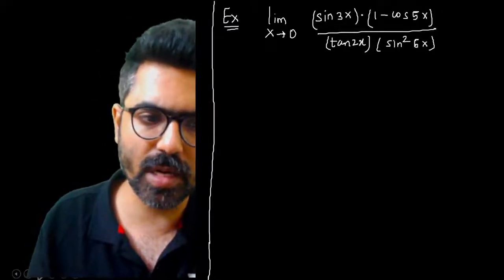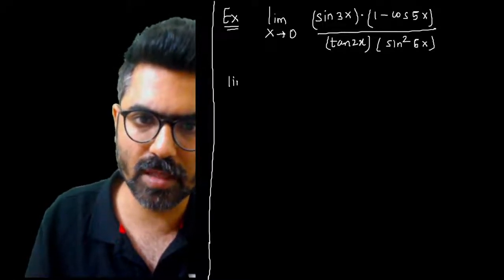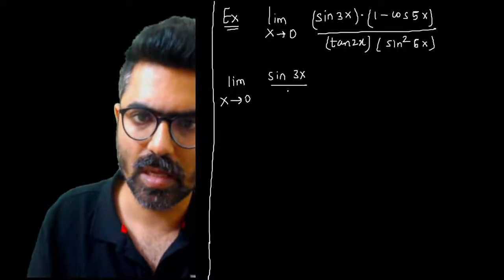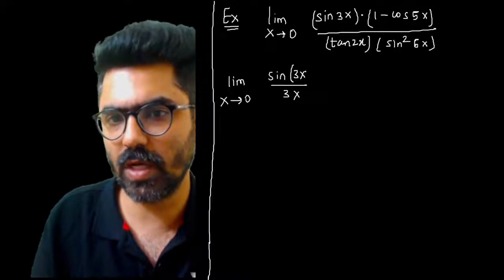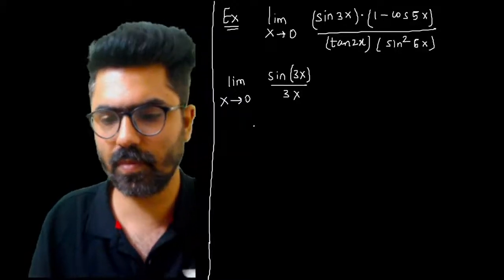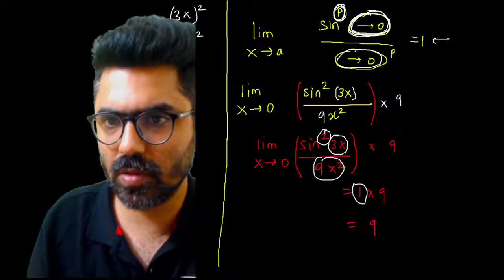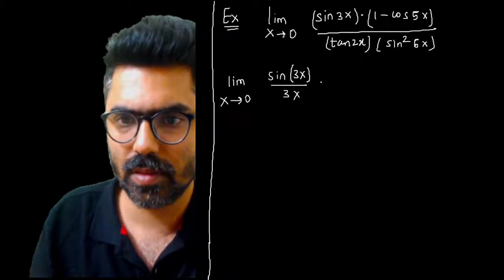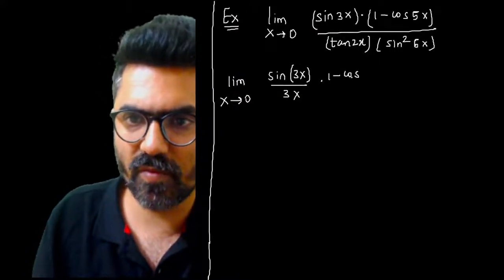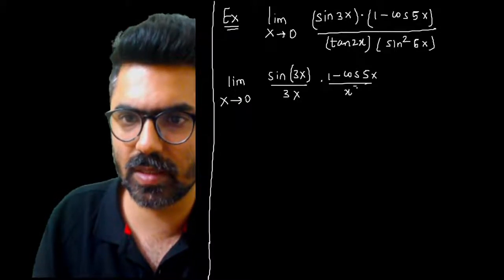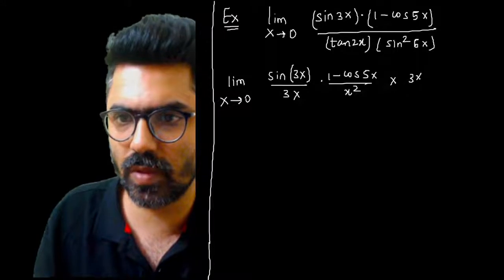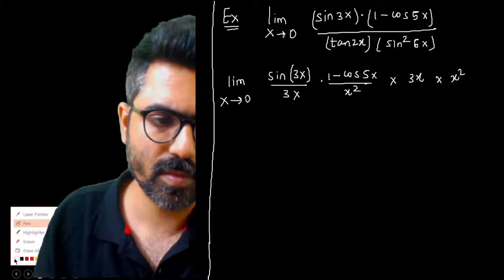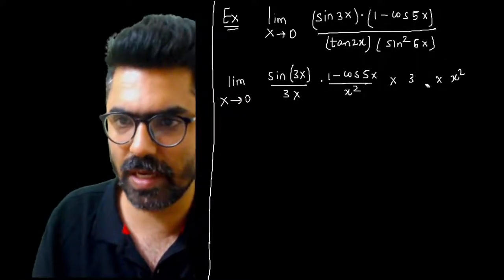In this question again the pattern is more important. What is the pattern? Again try to understand. Limit x tends to 0. Sin 3x: I am adjusting a 3x over here. Whatever is inside the sine, with its power, should be in the denominator. For 1 minus cos 5x, I have adjusted the x square. To nullify this, let's multiply 3x and x square in the denominator.